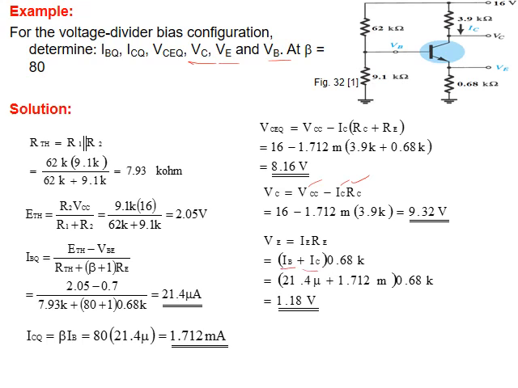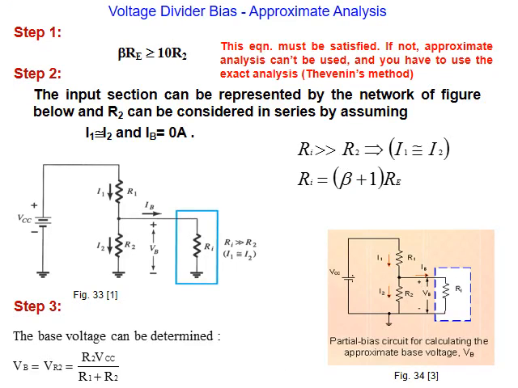Here I can add both IB and IC, or I can ignore IB because it's small. Usually we focus on IC. And V base is V emitter plus V base emitter, as we discussed in emitter bias.